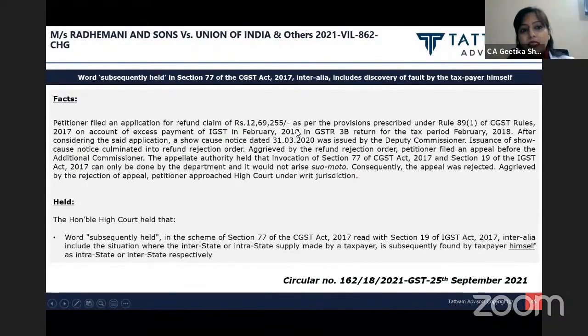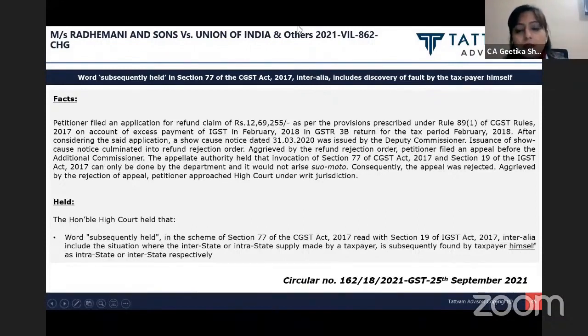This is again a very interesting judgment which has been given by the Chhattisgarh High Court, which is given after there was an issuance of a circular on the interpretation of the word 'subsequently held', which was used in section 77. For the interest of participants, section 77 of the CGST Act allows a person who has inadvertently paid any tax as interstate supply instead of intrastate supply.